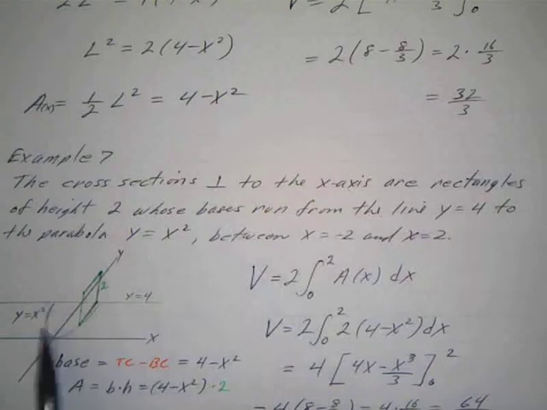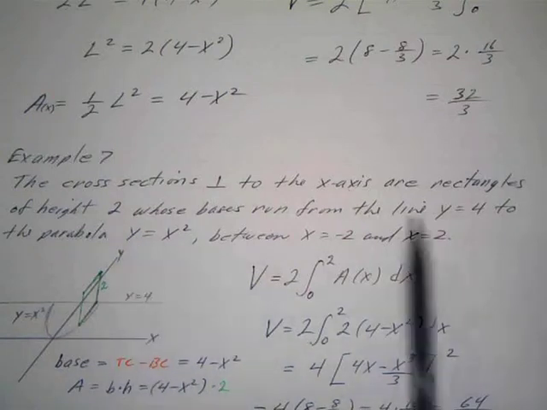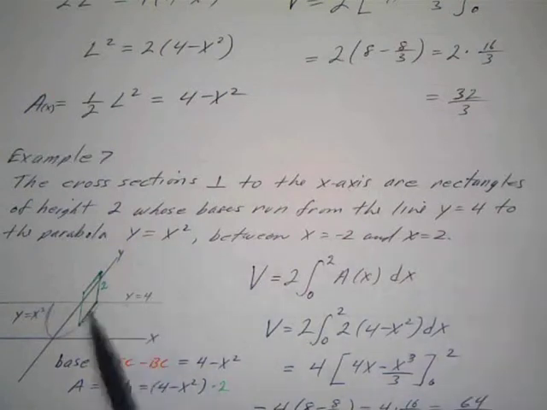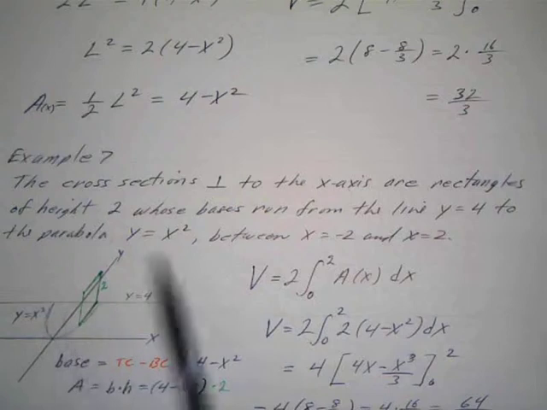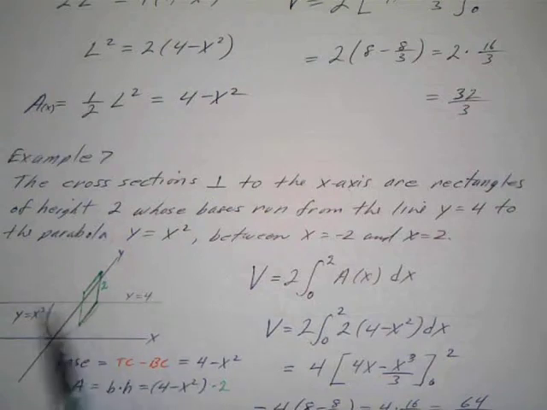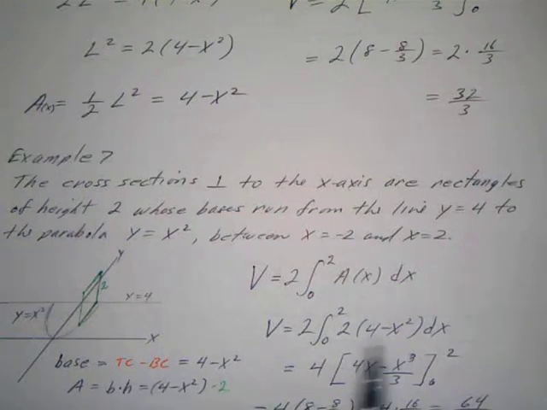Now also I changed the base of this figure. It's still going to be in the xy plane. Okay? But the bases run from the line y equals 4 to the parabola y equals x squared. So there's your parabola x squared. This is your line y equals 4. So this is going to be the base of this solid formed by these rectangles. Okay?